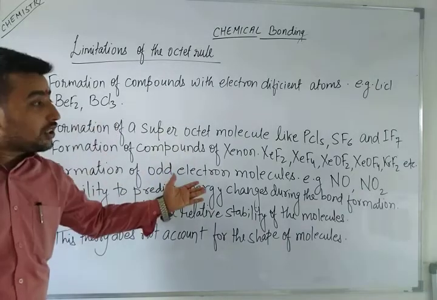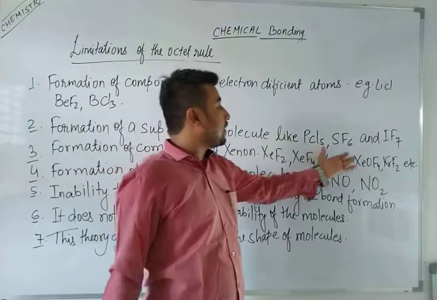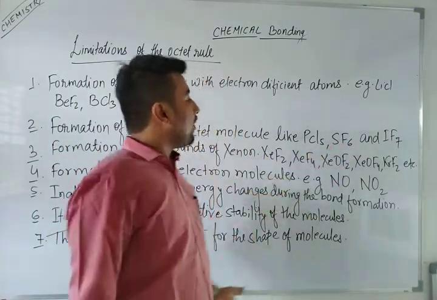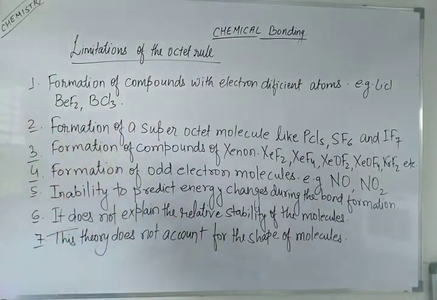There are superoctet molecules: PCl5, SF6, PF5, IF7. Similarly, some atoms have more than 8 electrons in their valence shell. Then there is the formation of compounds of xenon. That was a very great point for the limitations of the octet rule. After that come the formation of odd electron molecules and the inability to predict the changes during bond formation, and it does not explain the relative stability of the molecules.